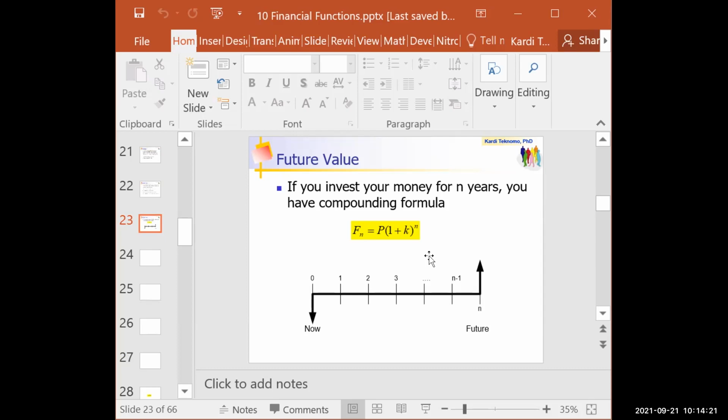If you log the left hand side, you're supposed to log the right hand side also, right? And then you can get N in that case. You can also get the K. You can derive your own formula.